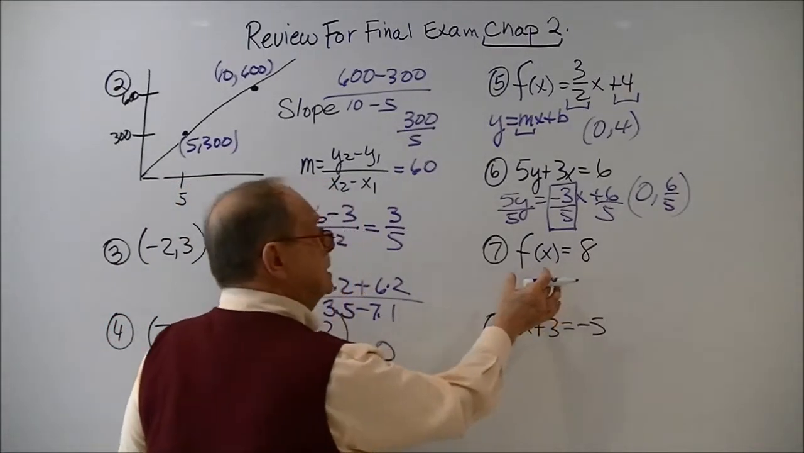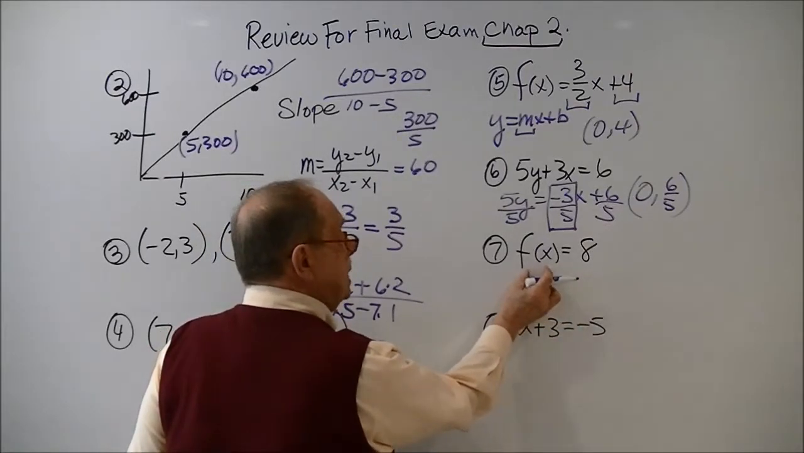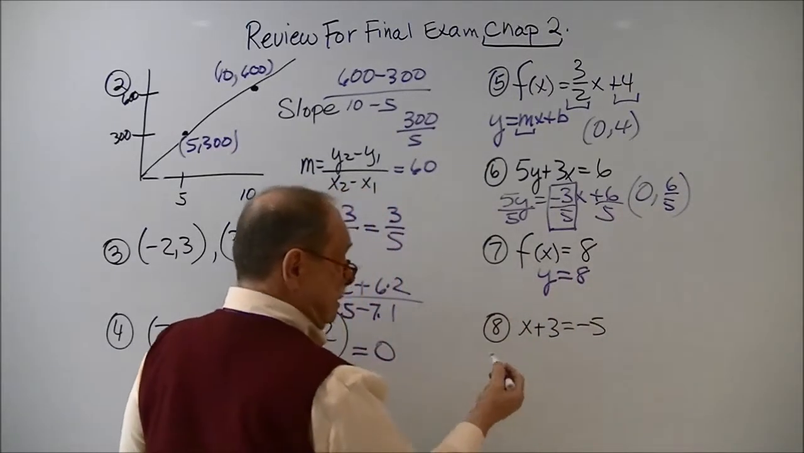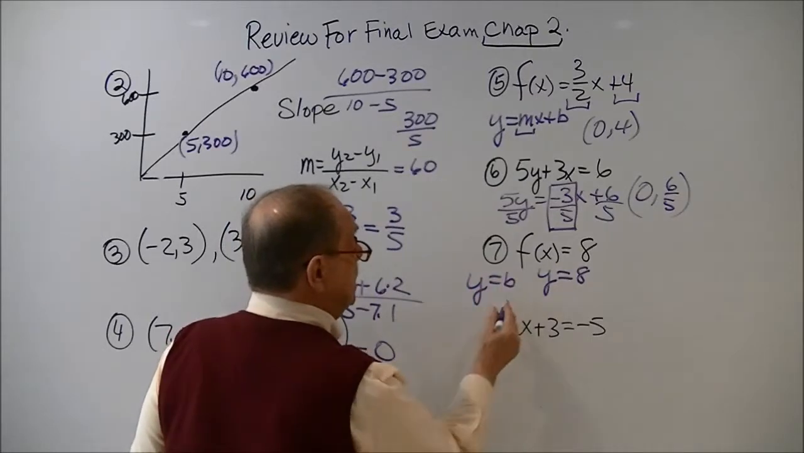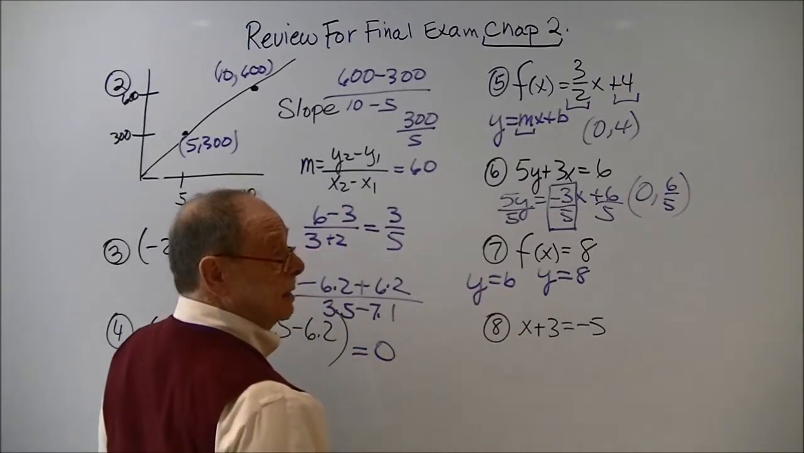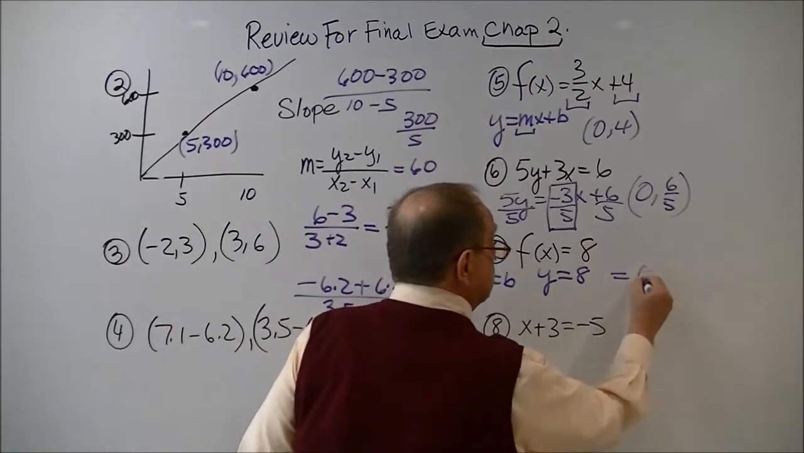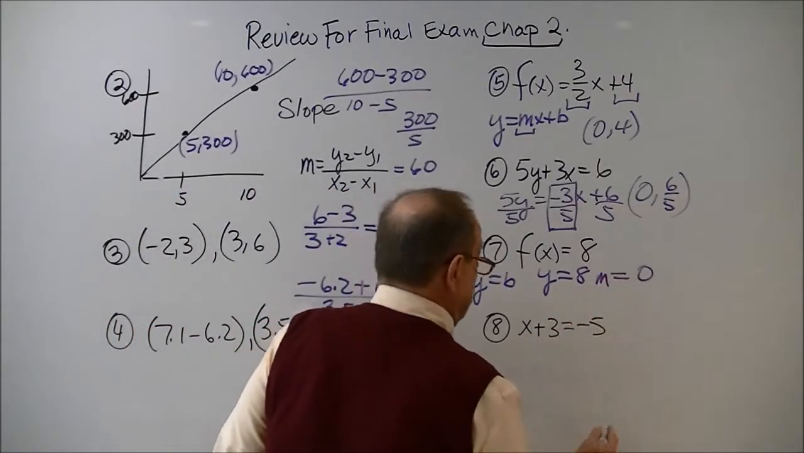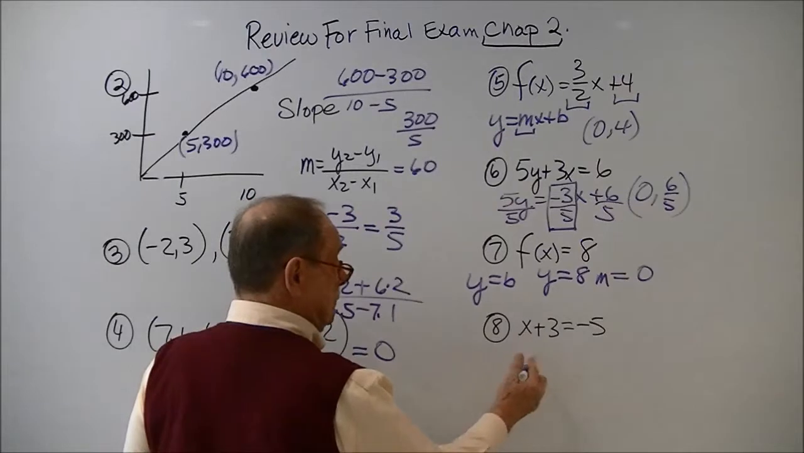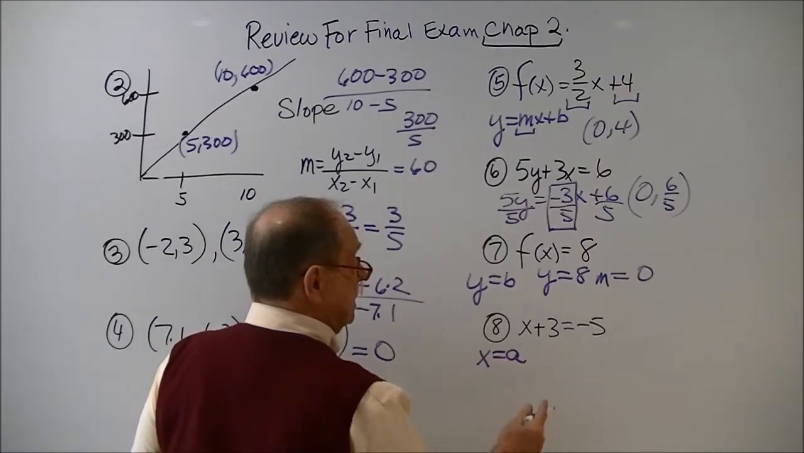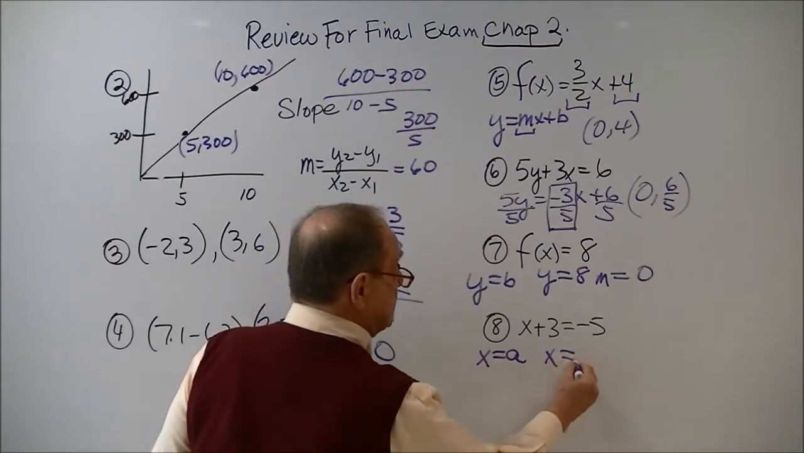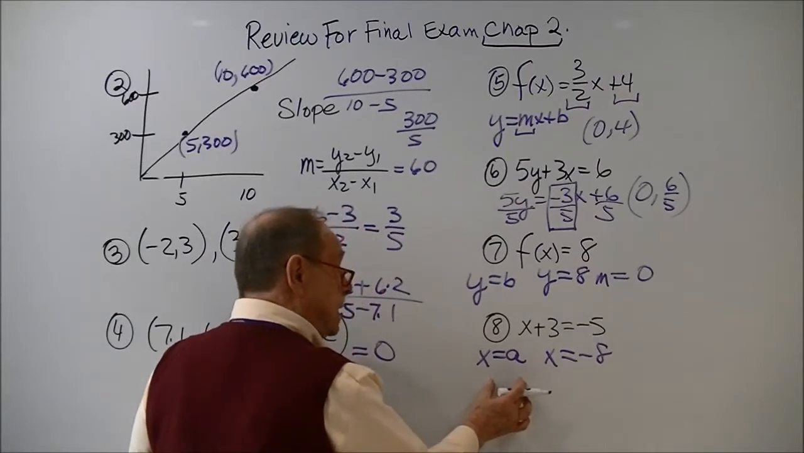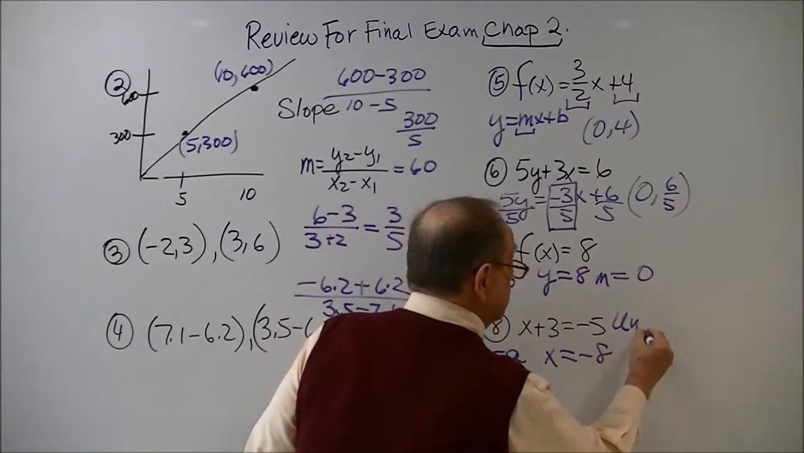In this equation, it's in function form, but remember we can replace this function notation with a y. y equals 8 is in the form of y equals b, which is a horizontal line. The slope of a horizontal line is 0. That would be what m is. Here, this is an equation in the form of x equals a. So we solve for x. x equals negative 8. What would be the slope of a vertical line? This one is undefined.